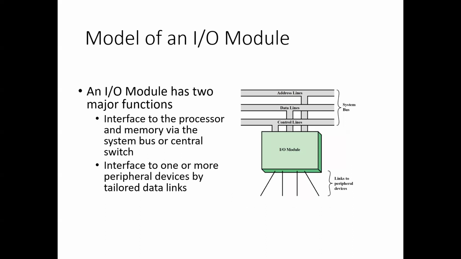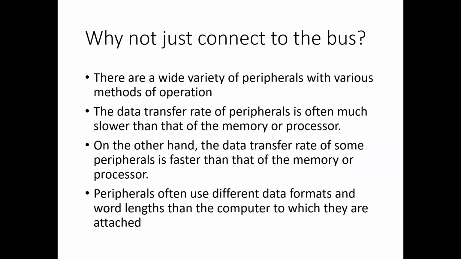So to deal with the input and output, we have input-output modules, or I/O modules, and they have two major functions. One is to interface to the processor and memory via the central bus or a switch. And then to interface to one or more peripheral devices by tailored data links. So here we can see that it connects to the bus on the top, and it connects to the peripheral devices at the bottom. There are a wide variety of peripherals with a whole bunch of different ways of operating. I/O is the most non-standard portion of the computer architecture.